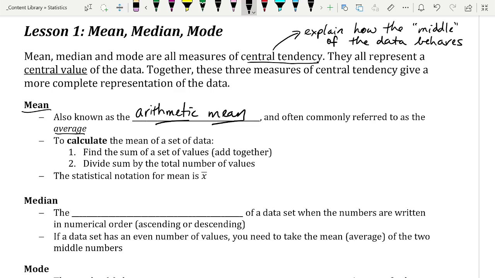If you want to get really fancy, the statistical notation for mean is what we call X bar. And actually, even that isn't quite the whole story. This is the statistical notation for the mean of a sample. And what do I mean by a sample? I mean like a piece of the population.